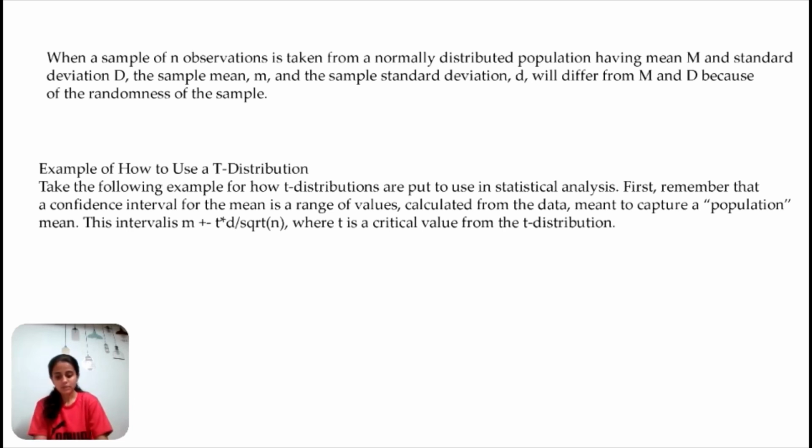For example, if we have a sample of size n equals 20 items, then we calculate the degrees of freedom as df equals n minus 1, that is 20 minus 1, that will be 19. And we write the t distribution as t of 19.